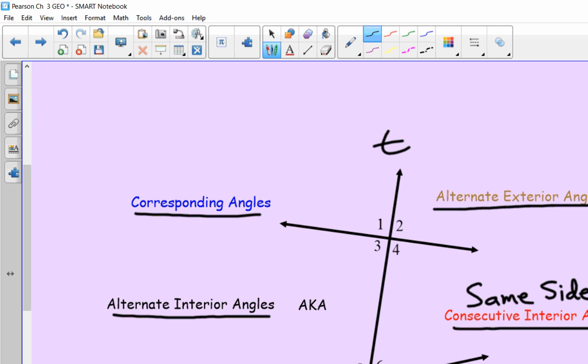All right. So what we're going to do here is I'm going to write out a little definition for each one, and I want you guys to kind of write that down, and then we're going to identify angles that kind of meet those definitions for each of the four headings. Okay. So for corresponding angles, they're on the same side of the transversal.